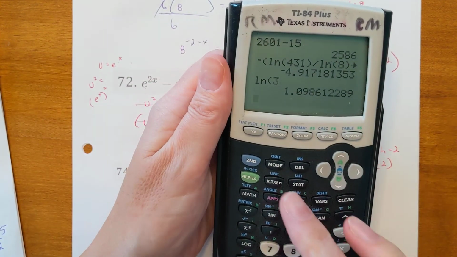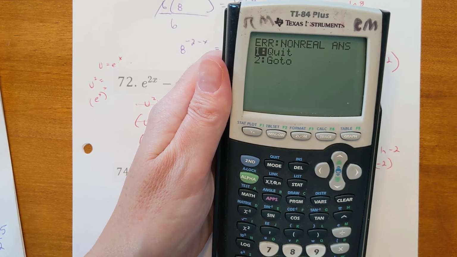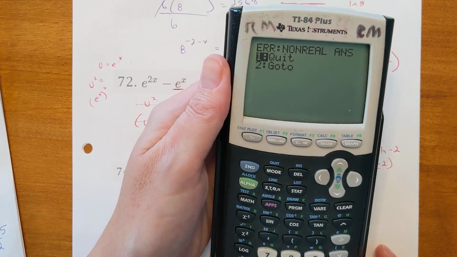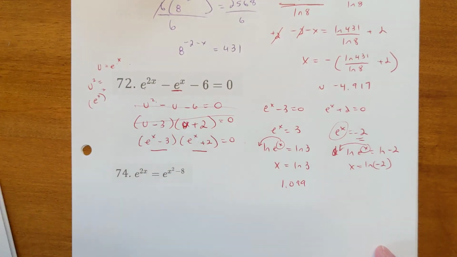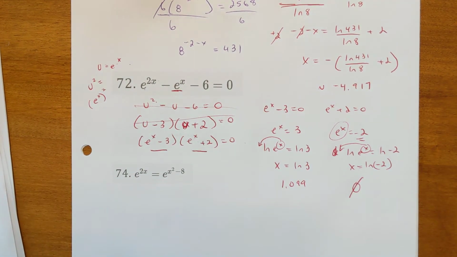Natural log of 3 is 1.098 or 1.099. If you try to do the natural log of negative 2, it's going to say non-real answer on it. It doesn't have an answer. It's not because your calculator is broken. It's because you can't do it. So don't think your calculator is broke. It's not a solution to it.